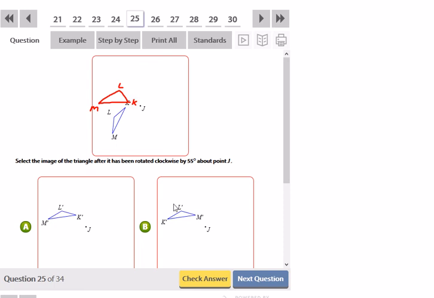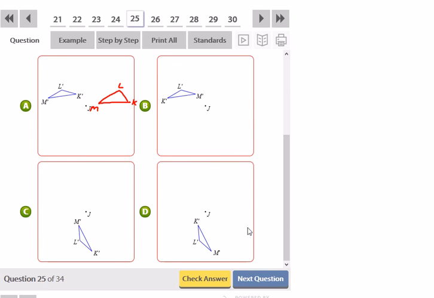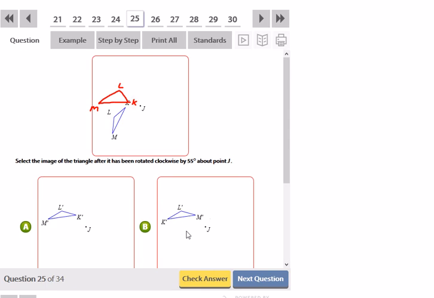So A looks good. B doesn't look good because of where the K is. It looks like C went in the opposite direction, and so did D. So if we're going clockwise, it would have to be A.